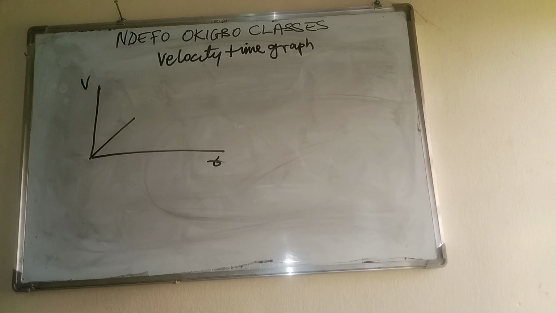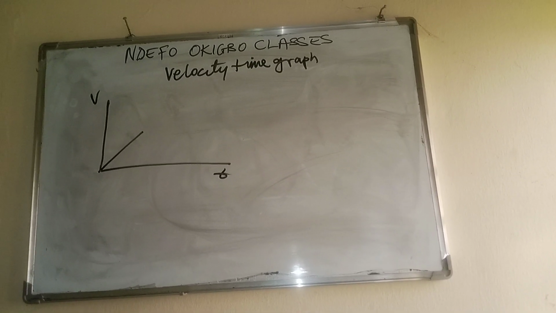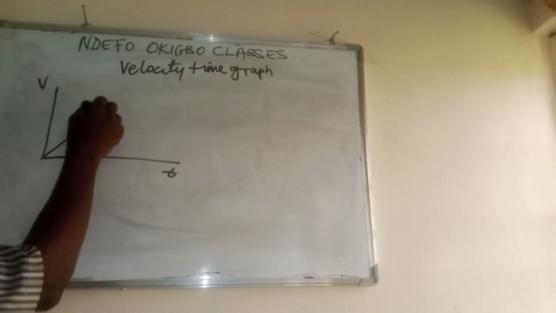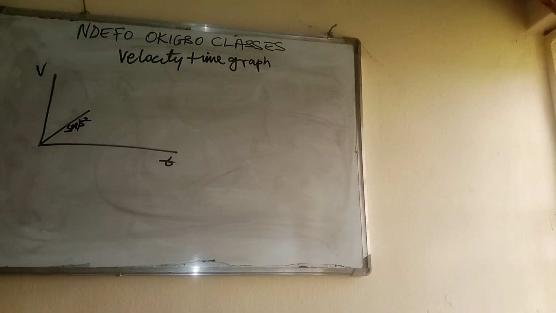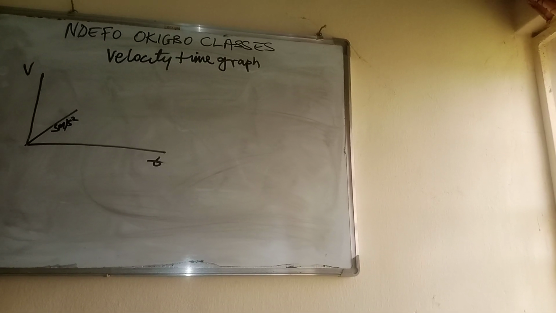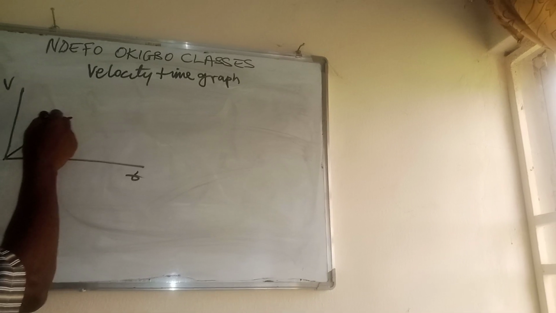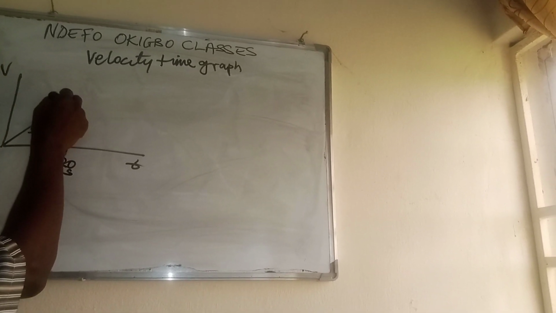It accelerated constantly at 3 meters per second squared. It has an acceleration of 3 meters per second squared. It's accelerating. That's why the line is inclined. It accelerated for 20 seconds. Let's say this is 20 seconds.